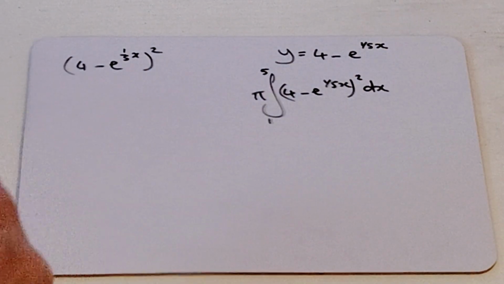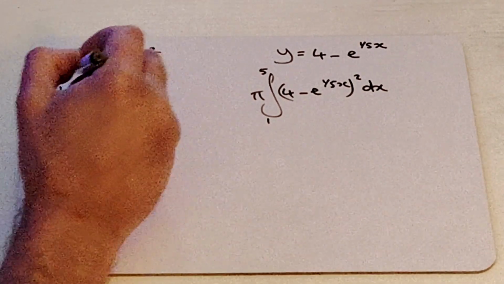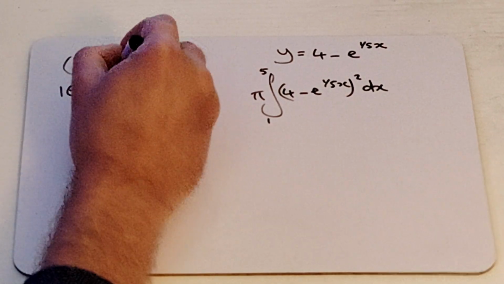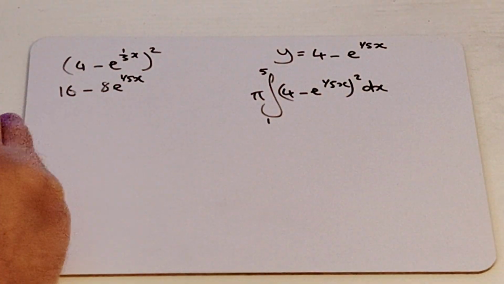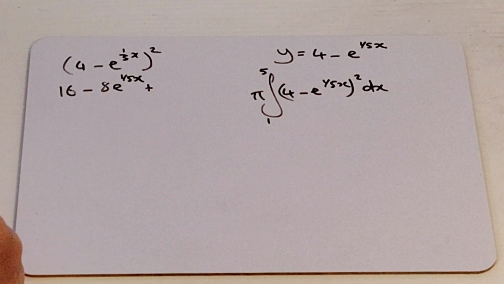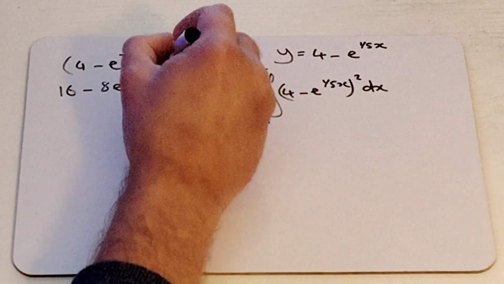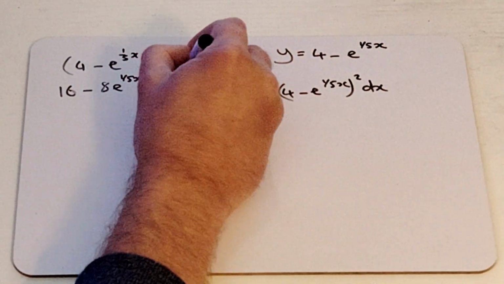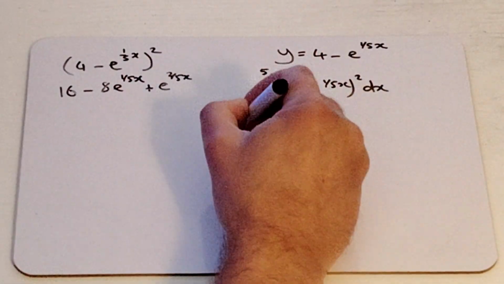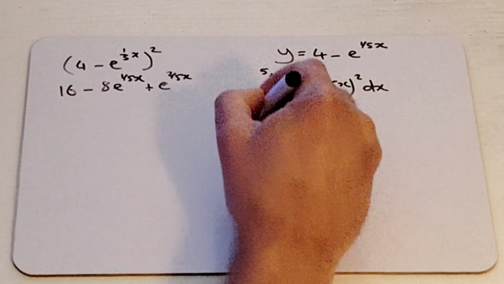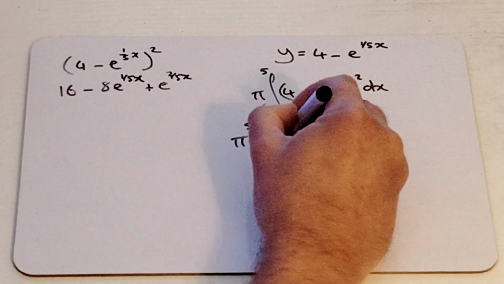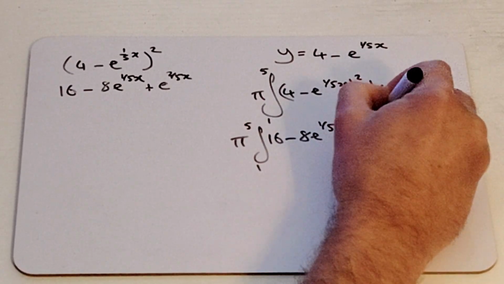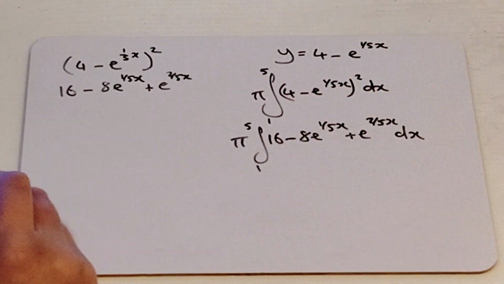If I expand that out, I get 4 times 4 is 16, minus 2 lots of 4 times e to the 1/5 x, so 8 e to the 1/5 x, and then multiplying negative e to the 1/5 x squared, it becomes plus e to the 2 lots of 1/5 x, so 2/5 x. So there's our function. Now we perform our integral between 1 and 5 of 16 subtract 8e to the 1/5 x plus e to the 2/5 x dx.